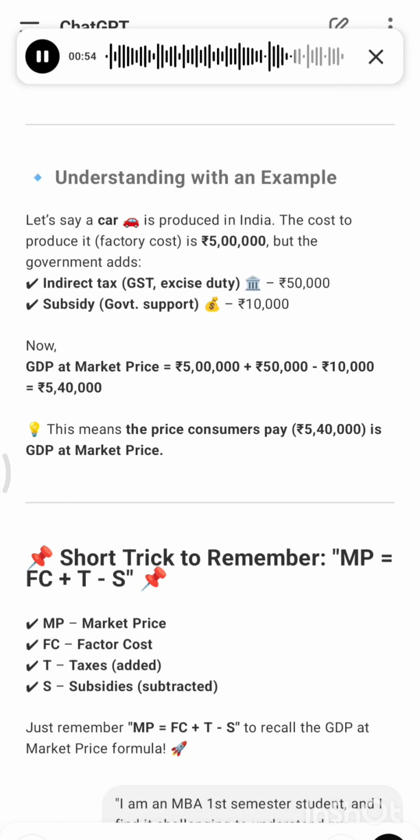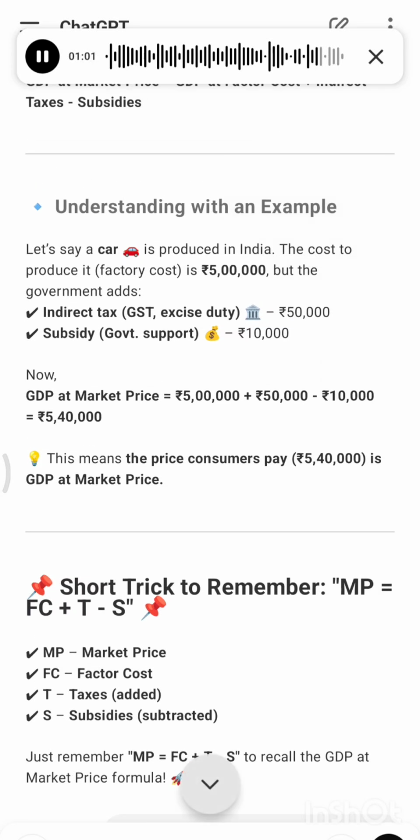Short trick to remember: MP equals FC plus T minus S. MP, market price; FC, factor cost; T, taxes added; S, subsidy subtracted. Just remember MP equals FC plus T minus S to recall the GDP at market price formula.